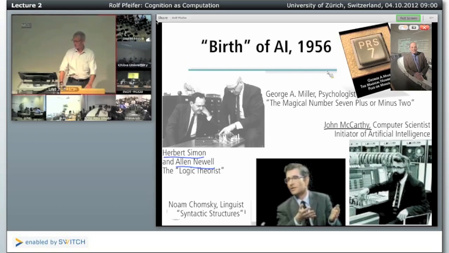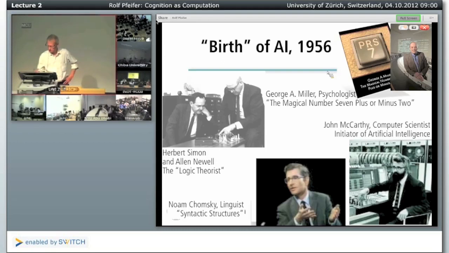And actually, Newell and Simon claimed, modest as they are, that for the first time in the history of mankind, we have developed an intelligent machine, a machine that can think. So basically, the first thinking machine in history.